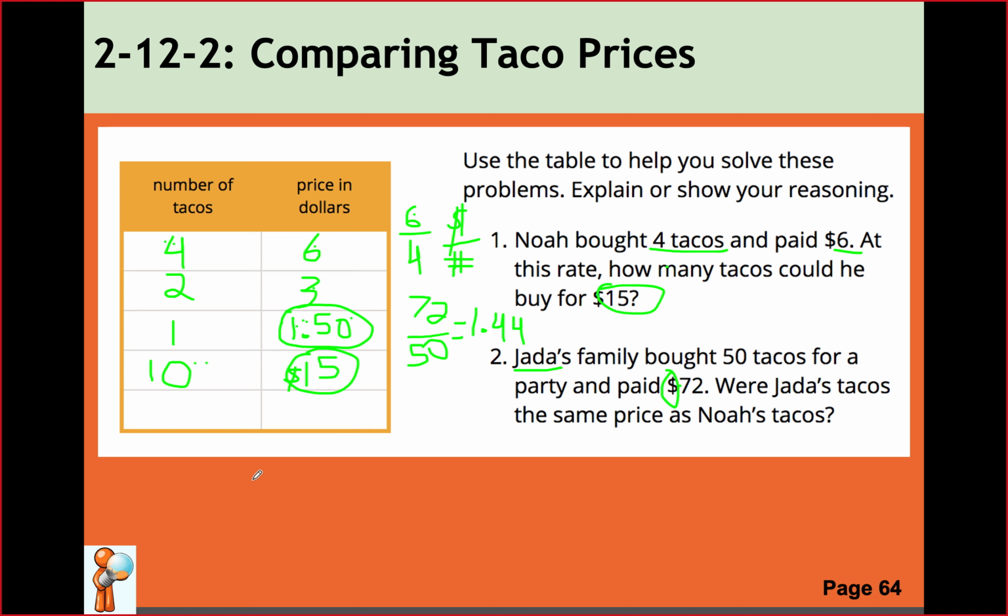You could even double check that by multiplying the 50 tacos that Jada had by Noah's price of 1.5. If Jada had paid $1.50 per taco, she would have had to pay $75, not $72. So Jada's were cheaper. Noah's tacos cost $1.50 each. Jada's tacos cost $1.44 each.